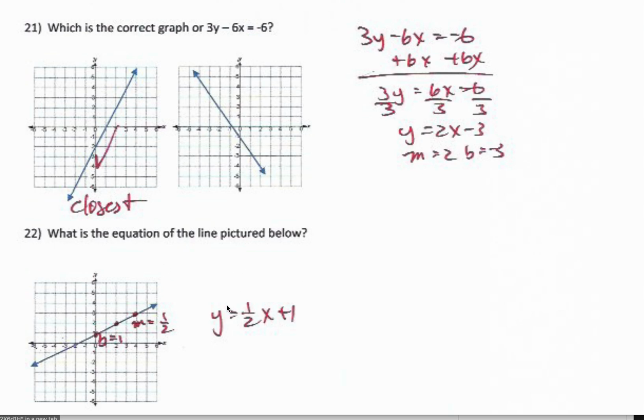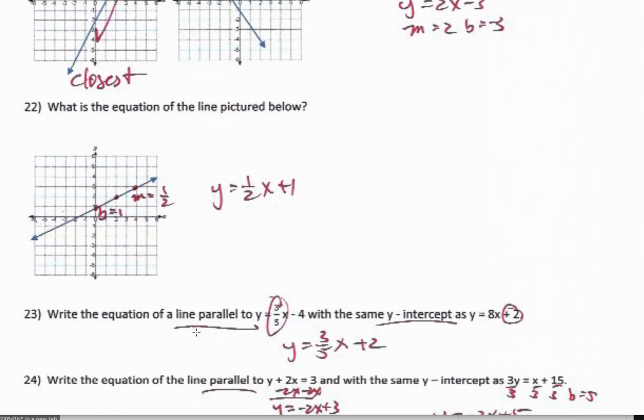What's the equation of the line pictured below? Well, my y-intercept is 1. Again, it's not exactly 1, but we go with whatever is closest here. And the slope is up 1 over 2. So the slope being up 1 over 2, that's known as a half. And the y-intercept is 1, so it's y equals 1/2 x plus 1.